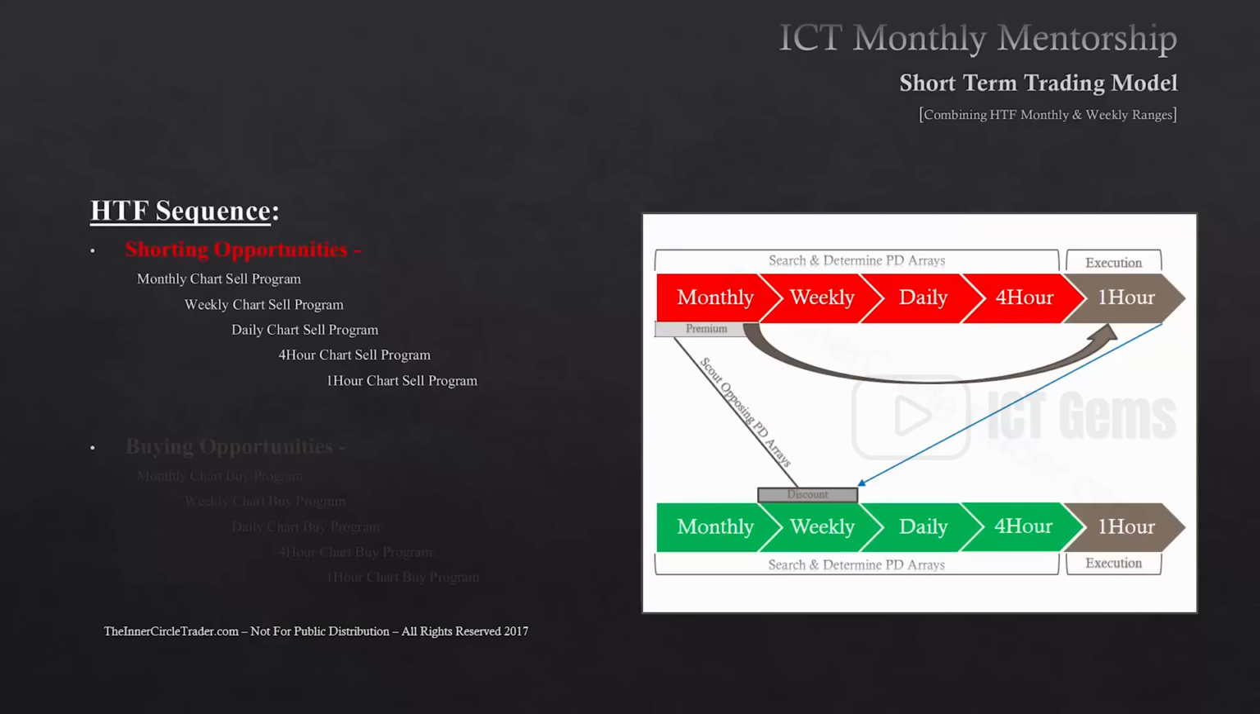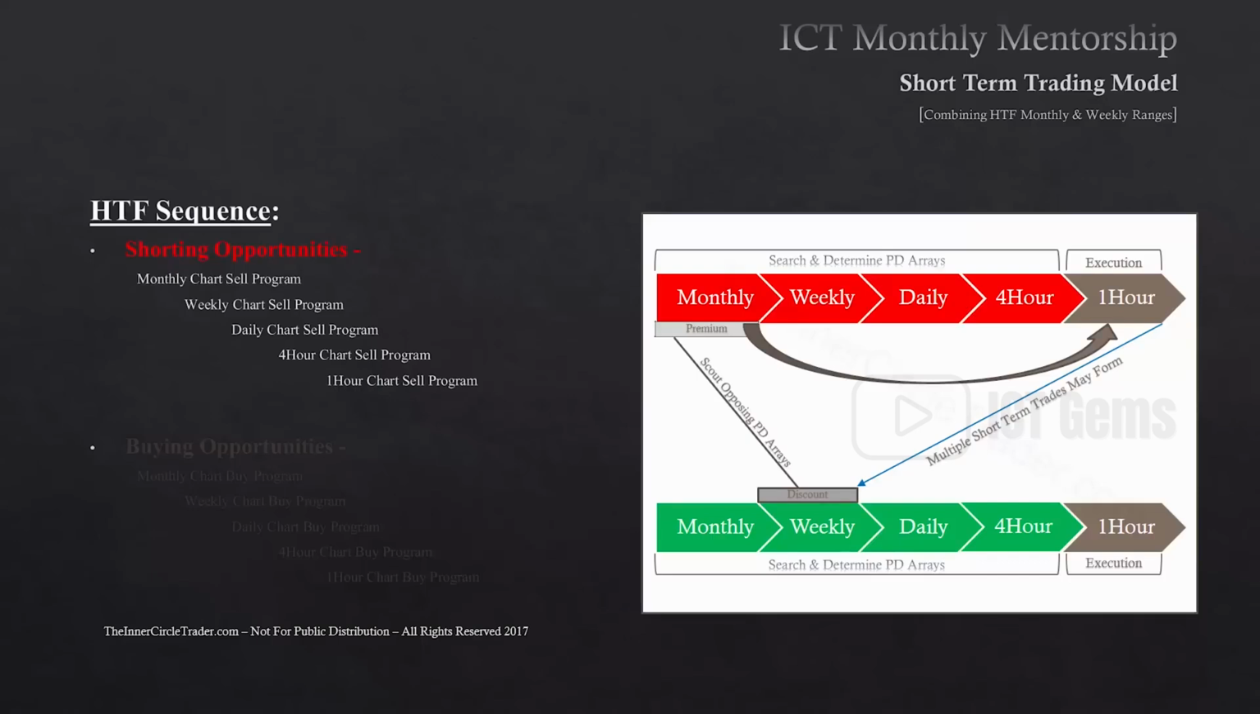premium is overbought, most likely we're going to trade lower, and we're going to be looking for a lesser time frame discount array. What's less than a monthly? A weekly. We execute regardless of whether it's on a weekly, daily, or 4-hour premium level from a 1-hour chart. We get down to the discount on a weekly, that's our objective.